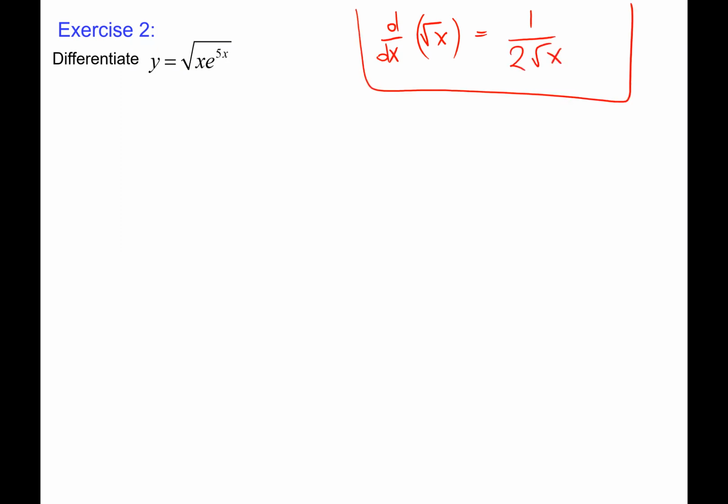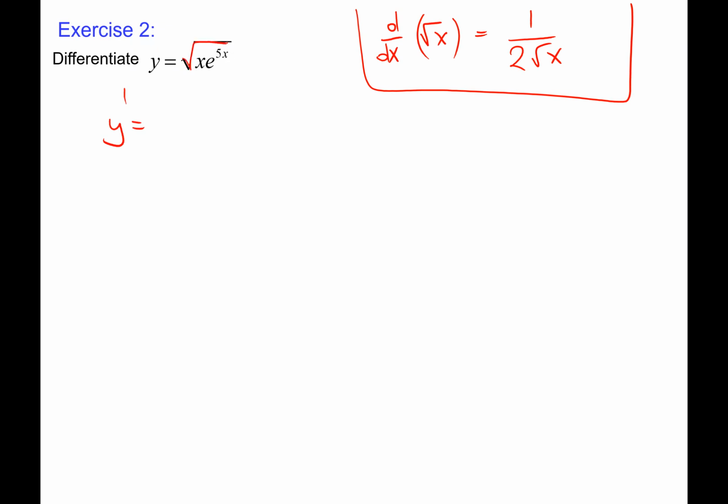Differentiate y equals square root of x times e to the power of 5x. We have a more complex function because we have an outer function, square root, and the inner quantity x times e to the 5x. Let's recall the derivative of square root of x is 1 over 2 root x. Using the power rule, we can get this. And of course, the chain rule.